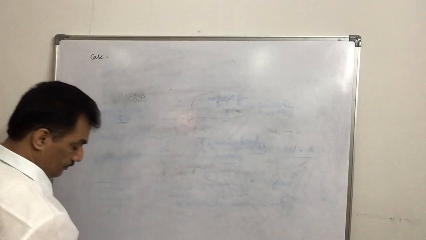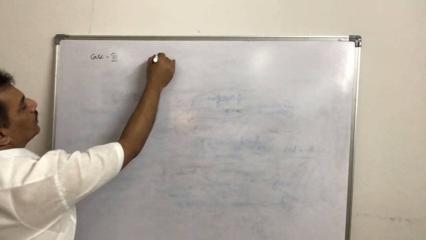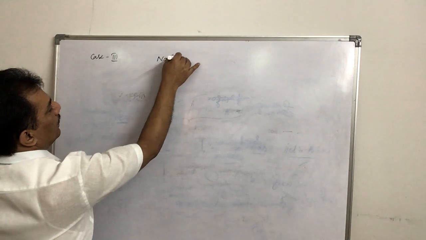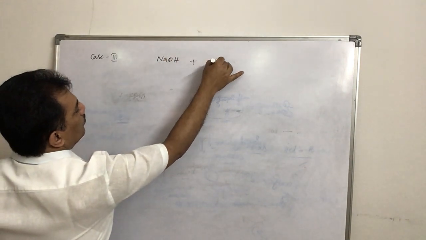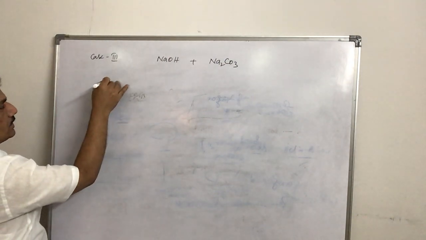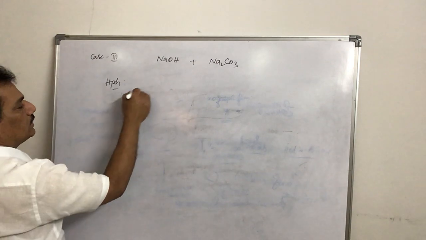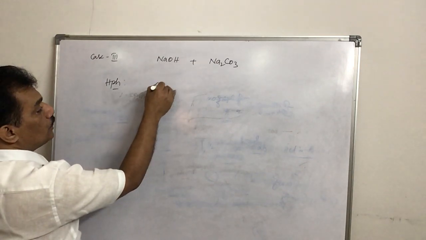Now let me explain that here. It is case 3: NaOH plus Na2CO3. In this case, the first titration is with phenolphthalein. Here all of this is completely neutralized.